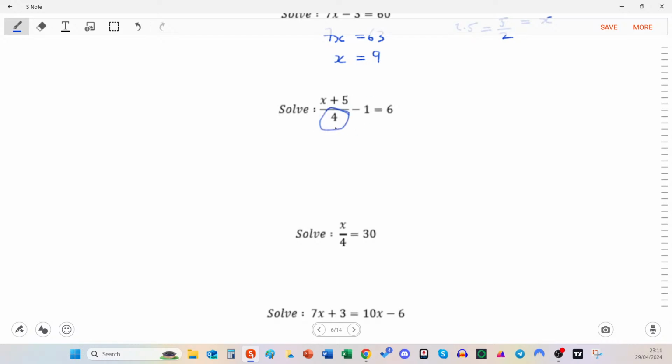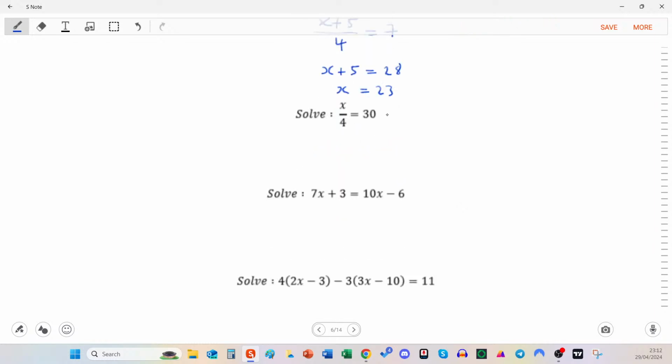I could times everything by 4, as long as I remember to multiply everything by 4, including the minus 1 there. And that leads us to something pretty cool as well. The best way to start this question is to deal with the negative 1. So x plus 5 all over 4 equals 7. Then we're going to multiply both sides by 4. And then we're going to take away 5. There we go.